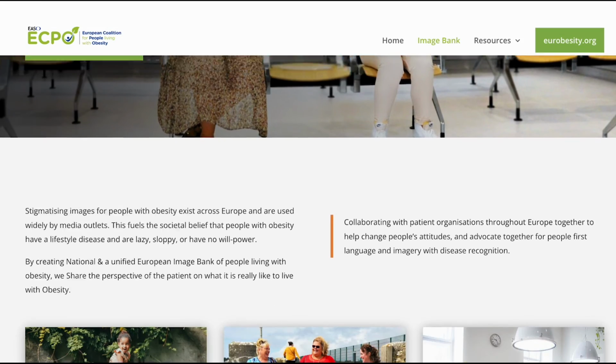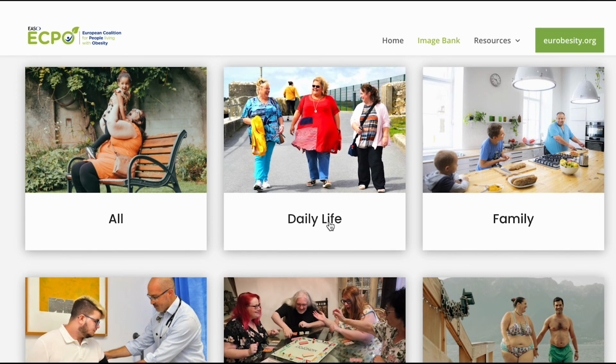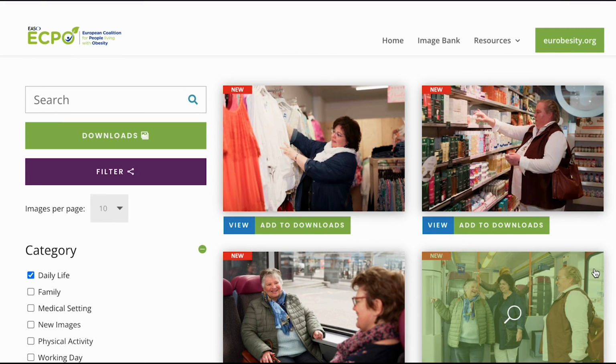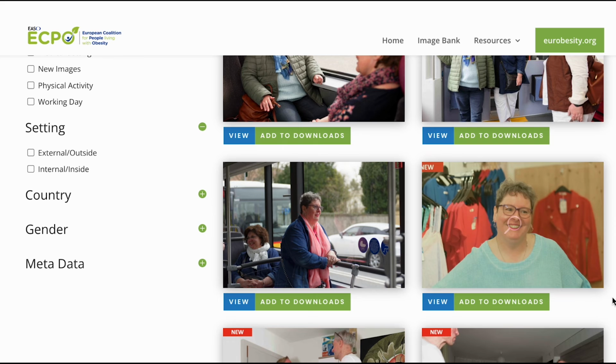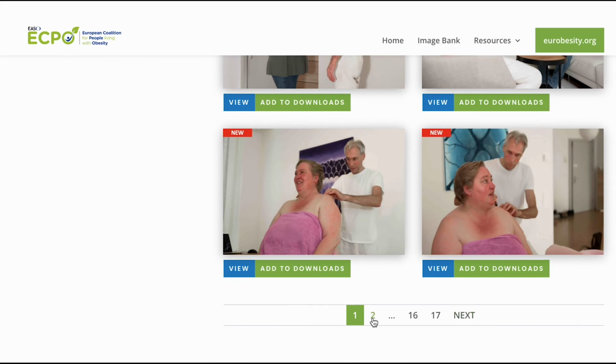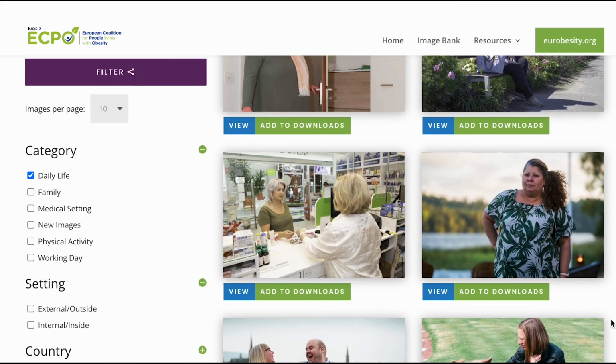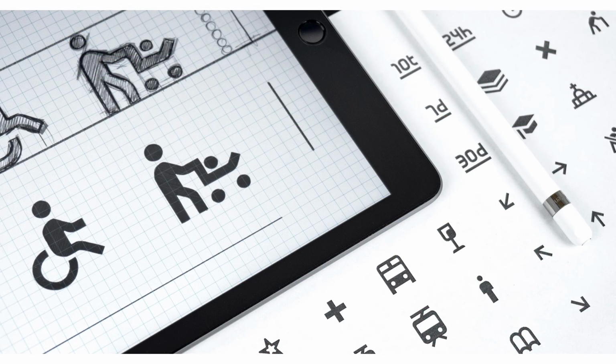There are image banks for special interests as well, where someone wants to share images to promote their cause. Here, for example, is a German image bank, Media, which shows people living with obesity in completely ordinary situations. There are image banks for icons and videos as well. For example, the Noun Project has lots of icons that you can buy separately for a very small amount.